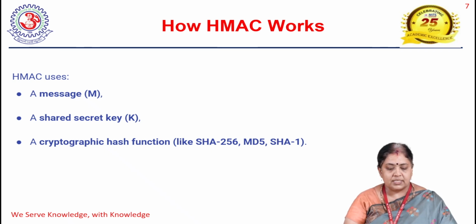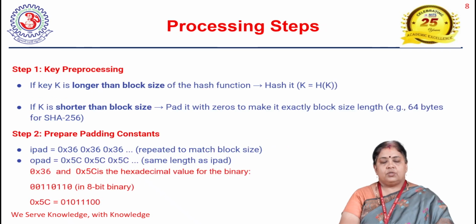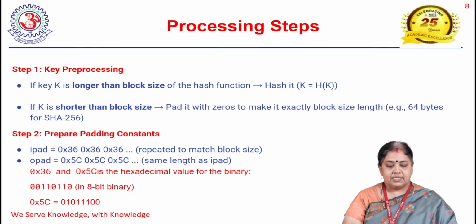This HMAC algorithm uses a message, and it uses a shared secret key called K, and it is using a cryptographic hash function like SHA-256, MD5 or SHA-1. Any algorithm can be used in order to generate the MAC, which ensures the authenticity as well as the integrity of the message. So we discuss the algorithm stepwise.